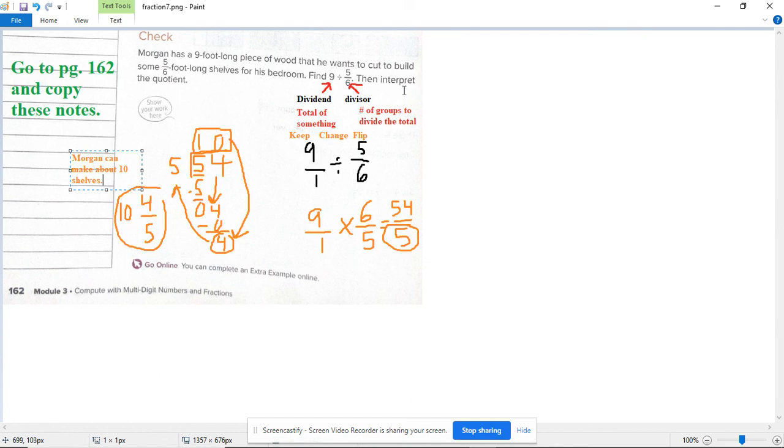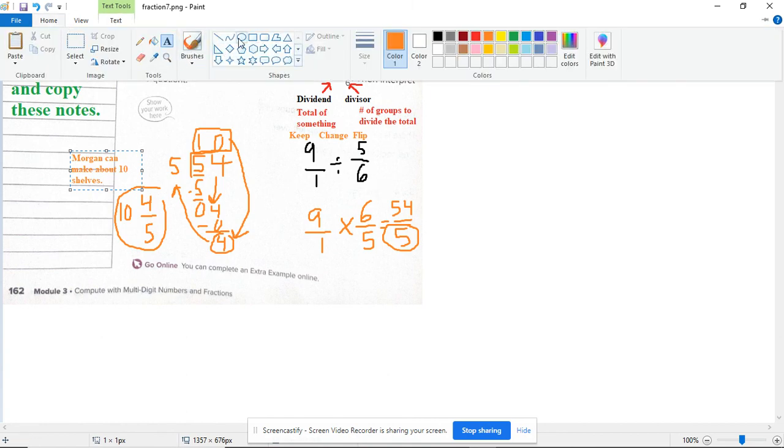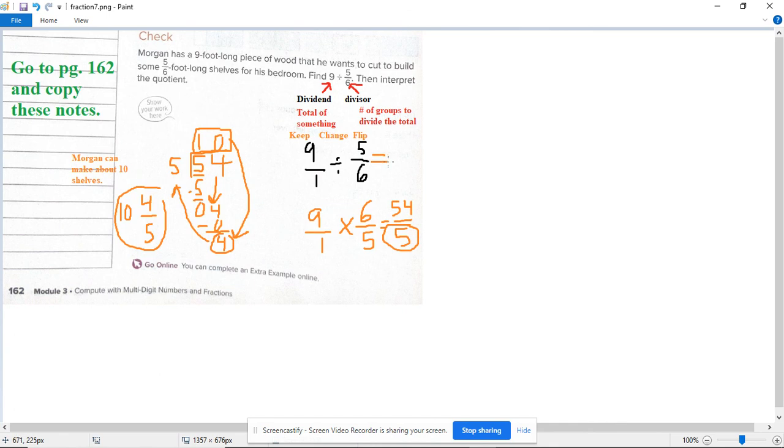Because it says interpret, which means to explain the quotient. And the quotient is the answer to the division problem. So 9 divided by 5/6 is, so write that down too. 9 divided by 5/6 is going to be about 10 and 4/5. So that's how you divide fractions. You can remember it as keep, change, flip. If it's improper, you divide, make it a mixed number.